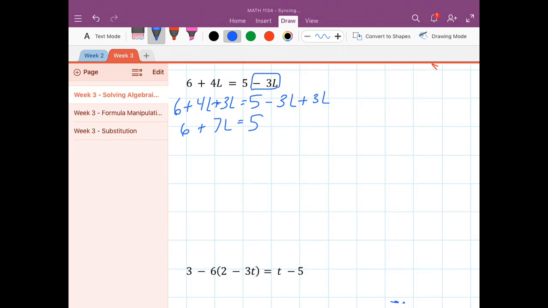So now I want to get rid of this 6 here, and it's a plus, so that means I'm going to subtract. So that means just 7L on this side, negative 1 on this side. So I'm going to divide by 7, and I get minus 1 over 7. Okay.